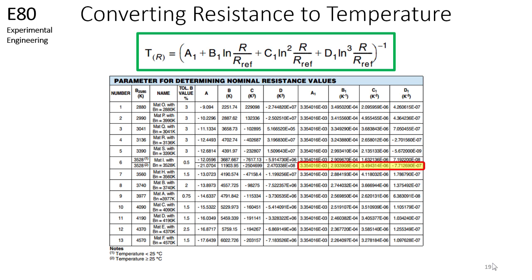At temperatures above 25 degrees Celsius, the Steinhart-Hart coefficients for the 100 kilo ohm thermistor are shown here. Knowing R sub ref and the Steinhart-Hart coefficients, we can then plug our measured resistance into the Steinhart-Hart equation shown above and determine the corresponding temperature for that resistance.